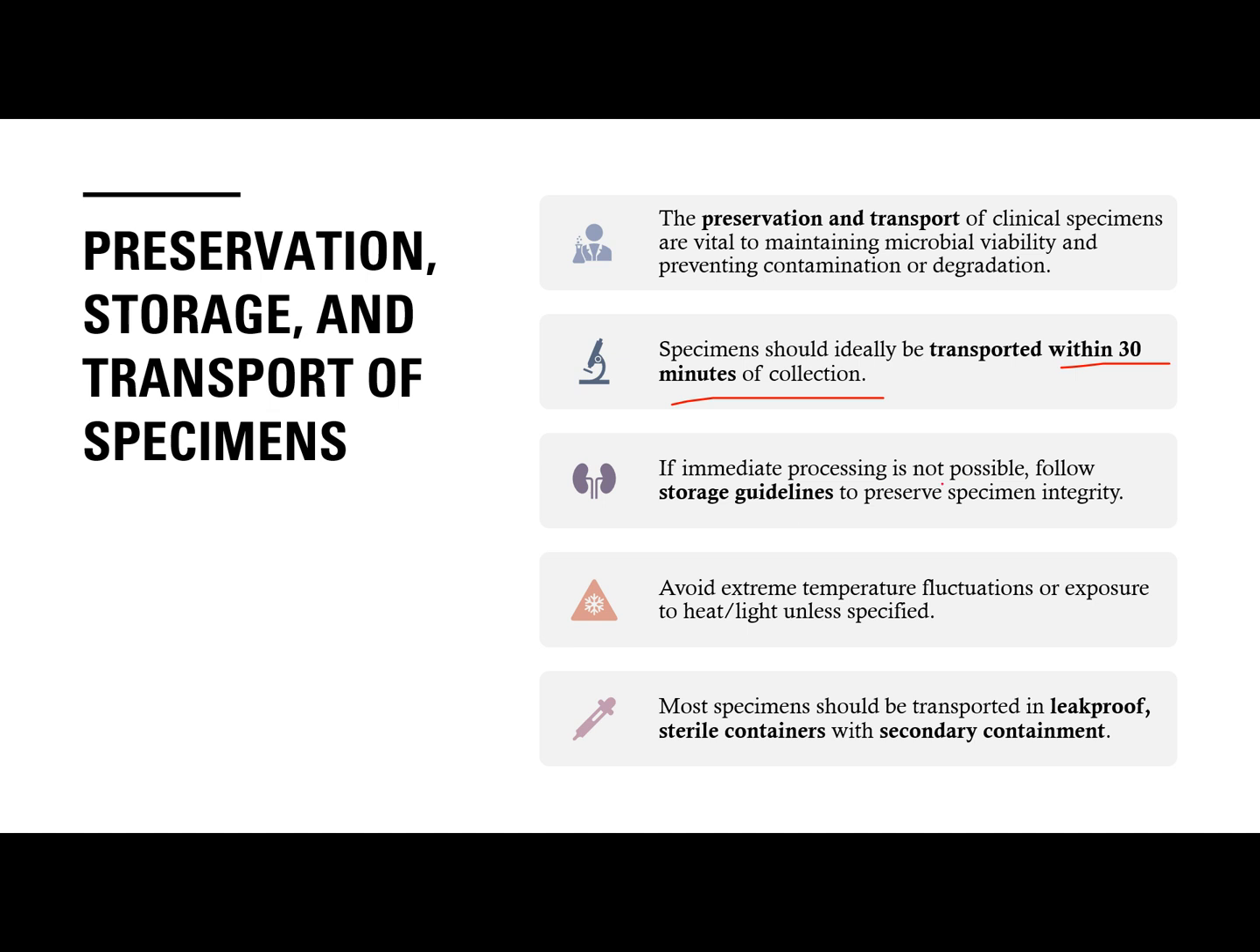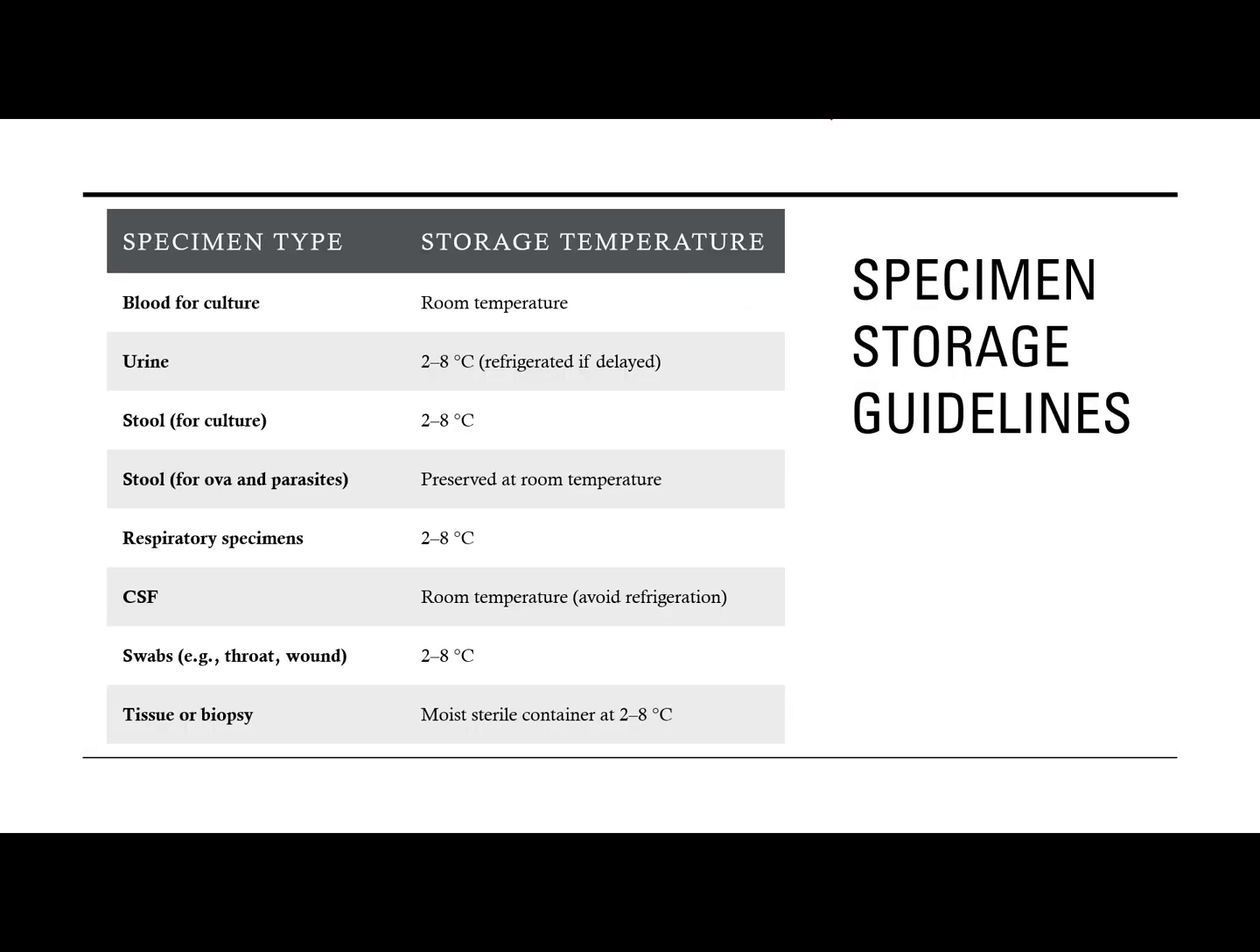If immediate processing is not possible, follow storage guidelines. Ano yung mga storage guidelines na yan? Ito yan. So, there are different storage guidelines, class. Pag urine, 2 to 8 degrees. Halimbawa, ang sample mo for urine culture, na delay, 2 to 8 degrees if refrigerated. Pag stool naman, 2 to 8 degrees. Pag blood, for blood culture, room temp lang. Pag stool for ova and parasite, preserve at room temp.